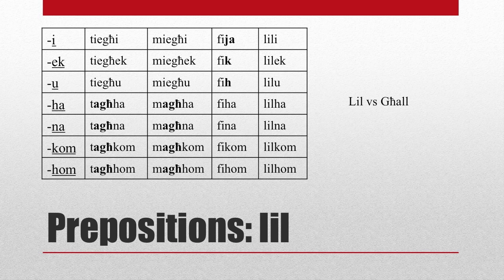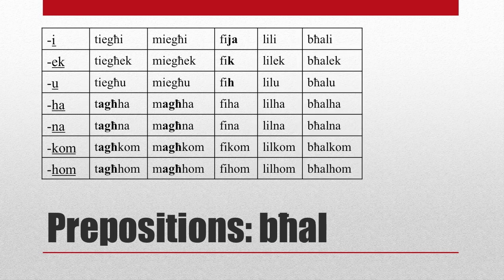So let's go over the conjugation. Lili, lilek, lilu, lila, lilna, lilkom, lilom. And that's no exception. There's no changes in the ending of the verb to have. And now we'll see a last one. It's bhal, meaning like. So it's bhali, like me, bhalek, like you, bhalu, like him, bhala, bhalna, bhalkom, bhalom.